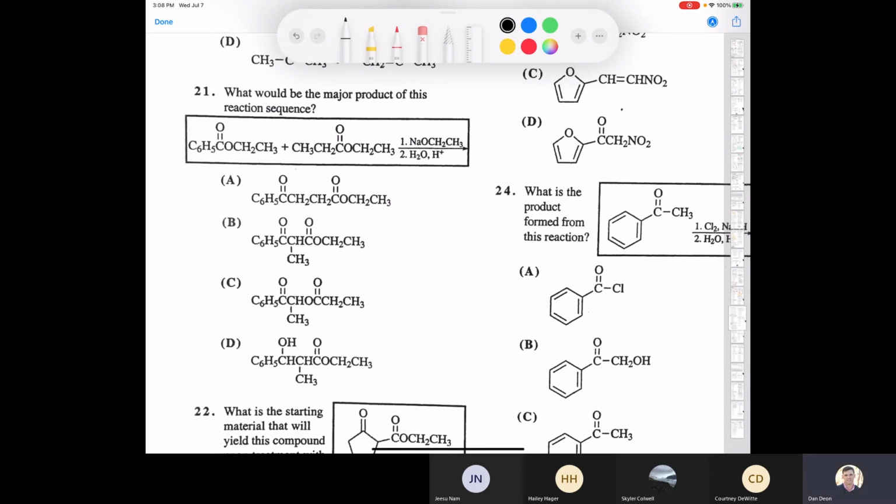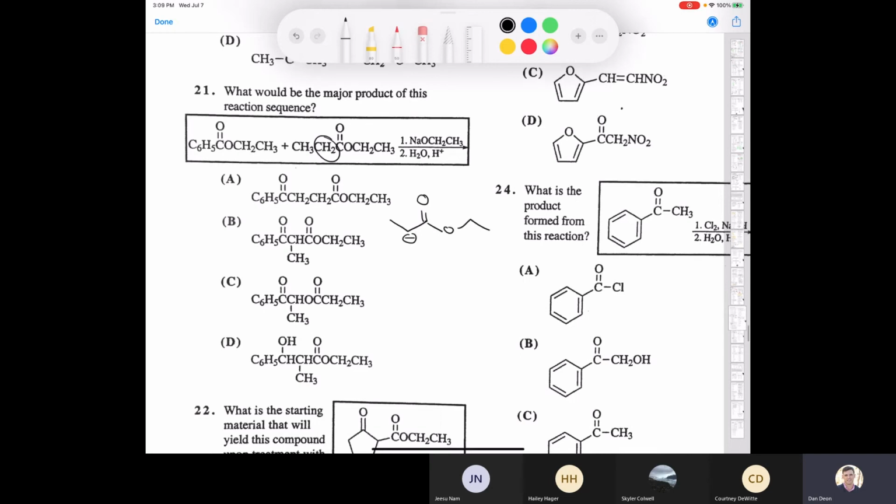This is just a Claisen reaction, isn't it, right? Because you only have one enolizable proton between both of these molecules. So you would do the proton transfer here to make the enolate. So you'd end up with this enolate, draw the negative charge here, right? You end up with this compound, and then that's going to do a nucleophilic attack on this carbonyl here, okay?